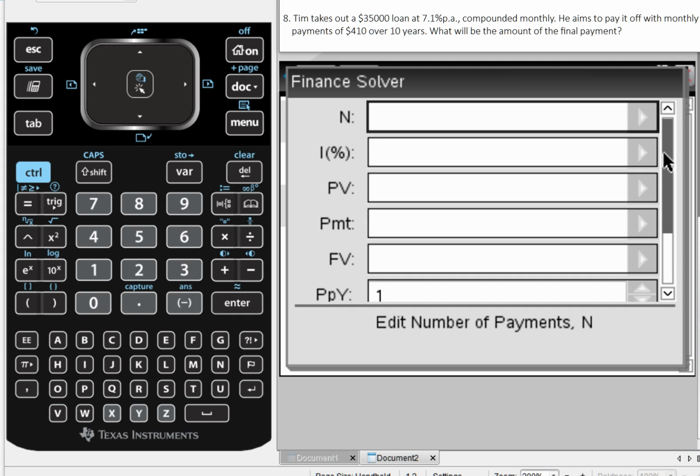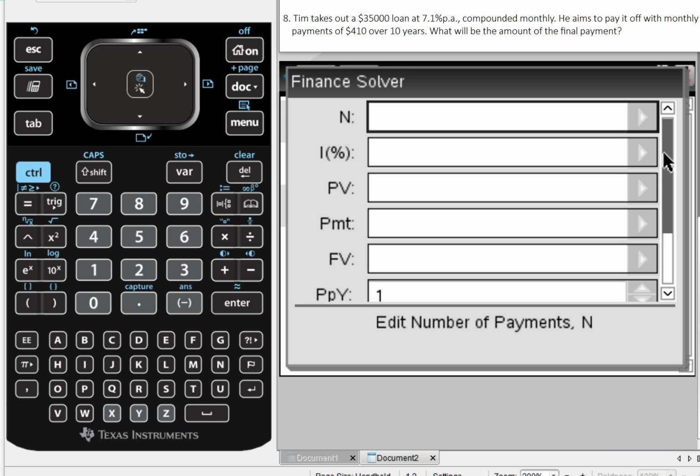Tim takes out a $35,000 loan at 7.1% per annum compounded monthly. He aims to pay it off with monthly payments of $410 over 10 years. What will be the amount of the final payment?